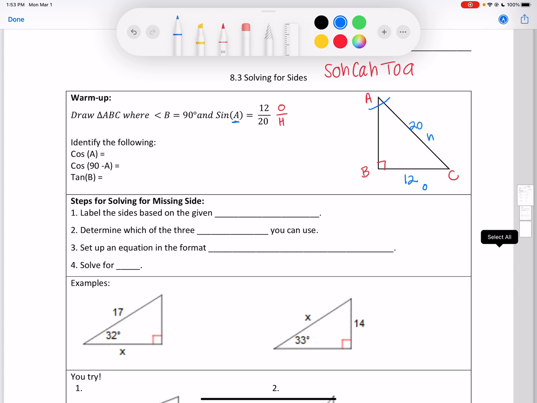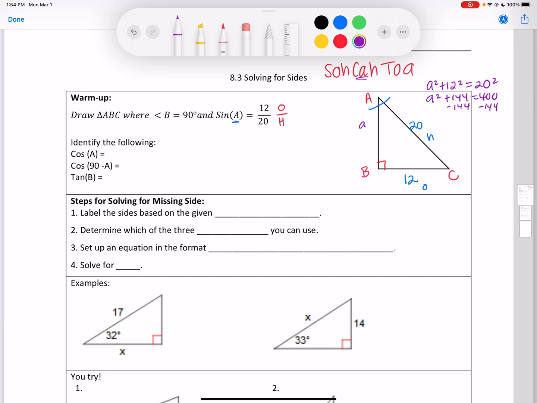So it says identify the cosine of A. So in order to find the cosine of A, we need the adjacent. The adjacent doesn't have a value there, but when I have two side lengths and I know it's a right triangle, I can use the Pythagorean theorem to solve for the missing side. So a squared plus b squared equals c squared. A squared plus 144 equals 400. Subtract 144 on both sides.